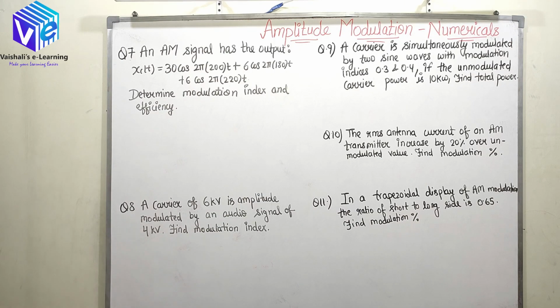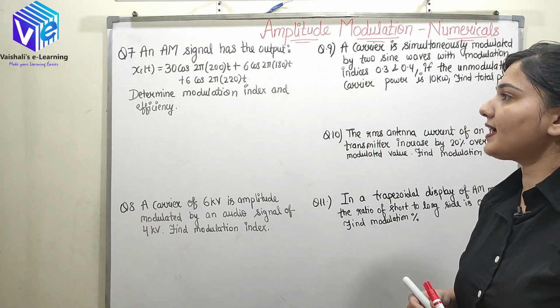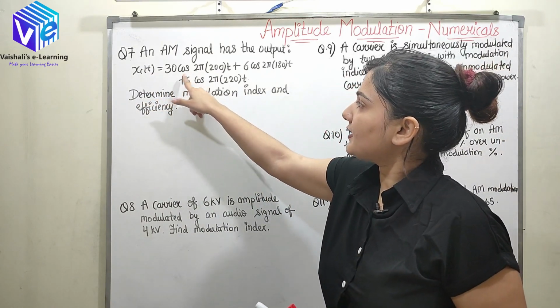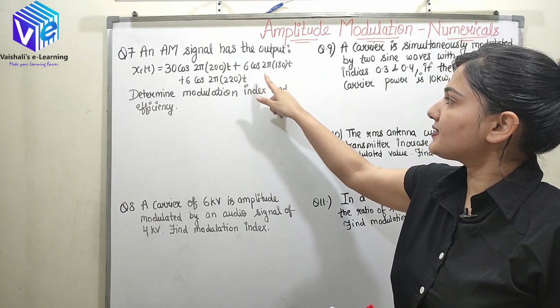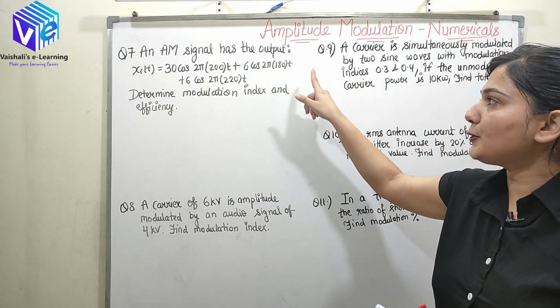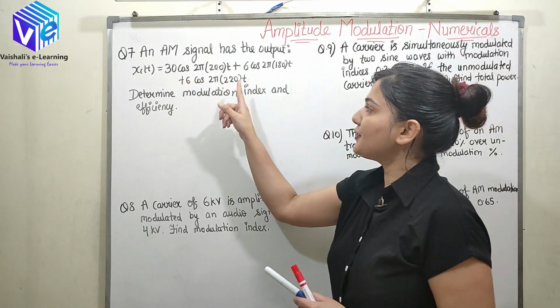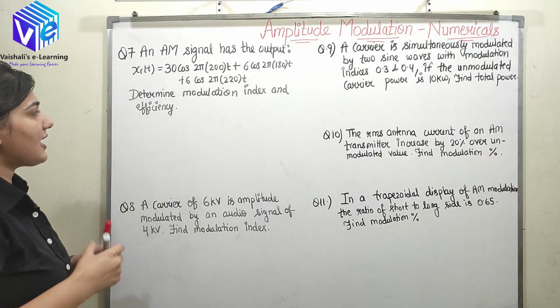So now coming to question number 7, it states an AM signal has the output x(t) equal to 30 cos 2 pi into 200 t plus 6 cos 2 pi into 180 t plus 6 cos 2 pi into 220 t. Determine the modulation index and efficiency.